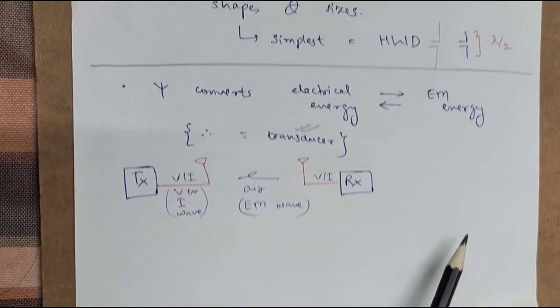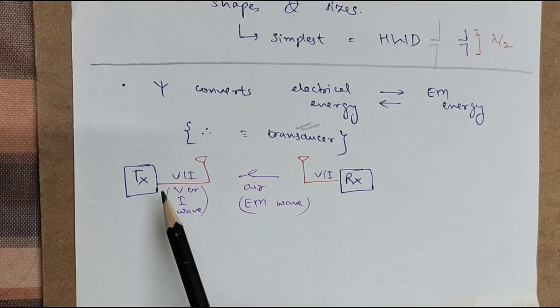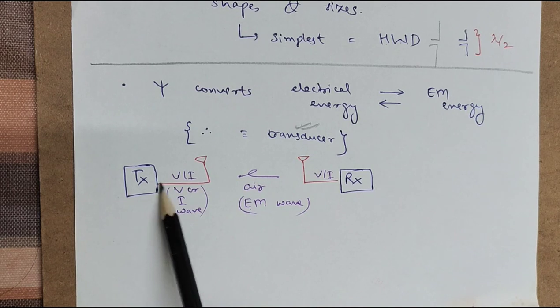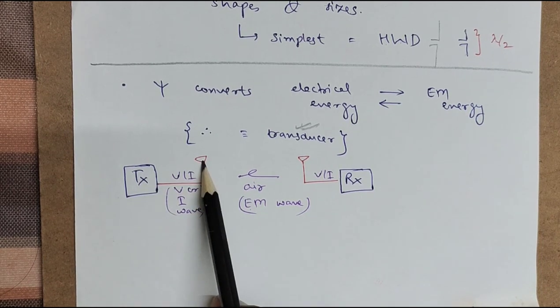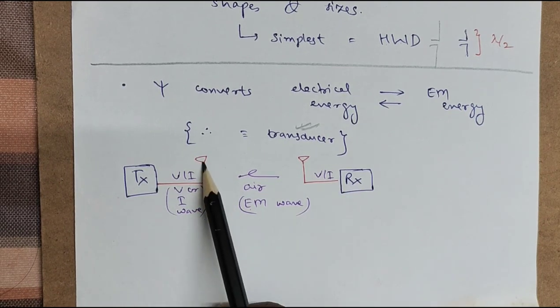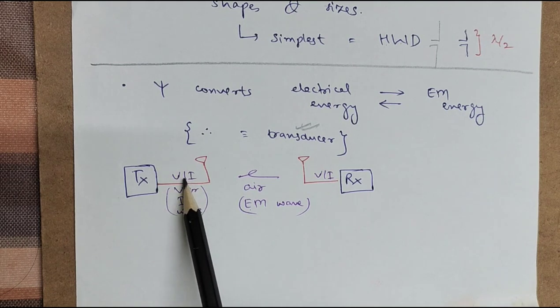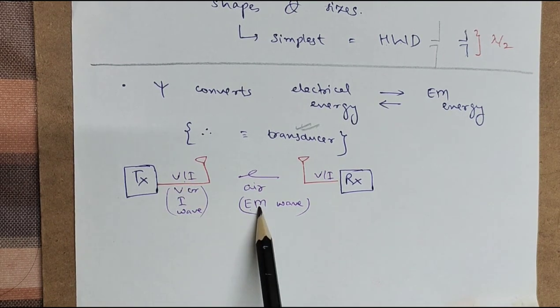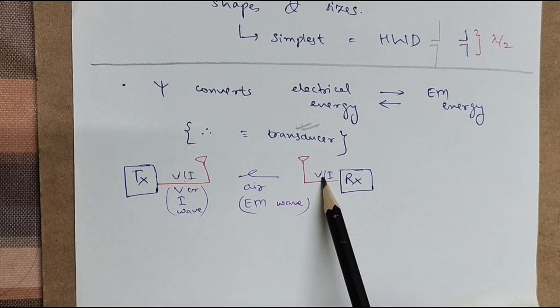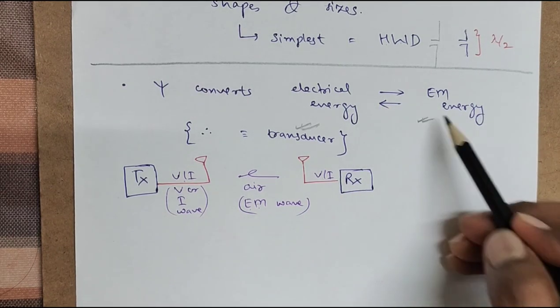So let us say this, as I said last day, is the communication system. Here there is a transmitter block, and the transmitter output is the antenna, and here also there is an antenna, in the receiver subsystem. So this antenna behaves like a transmitting antenna, converting electrical energy into electromagnetic energy. And when my antenna behaves like a receiving antenna, it converts electromagnetic energy to electrical energy. That is why it is a transducer.